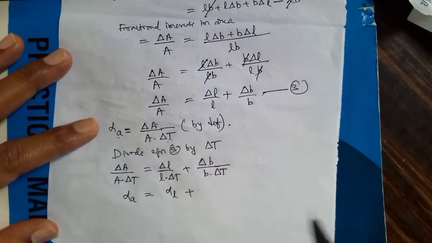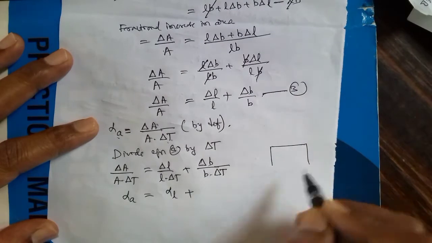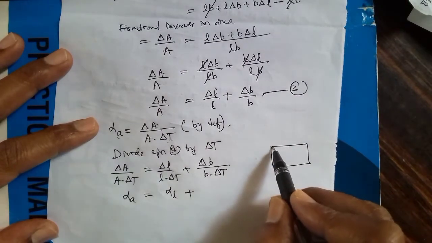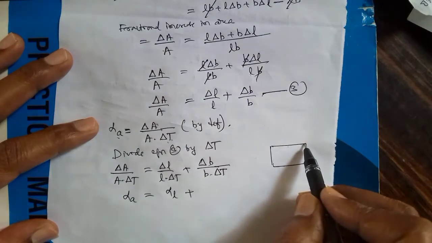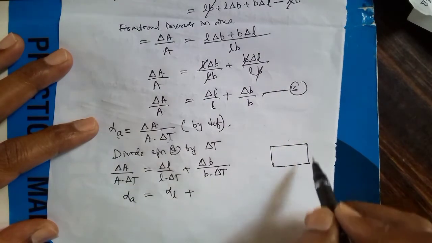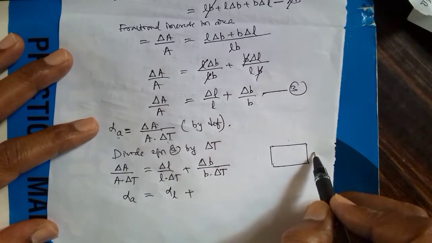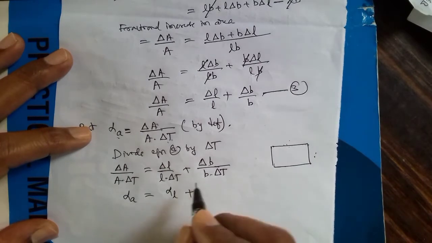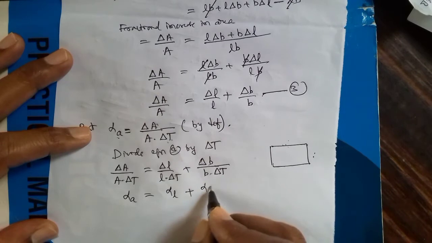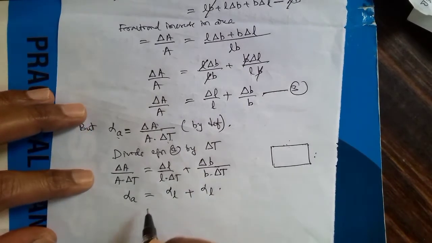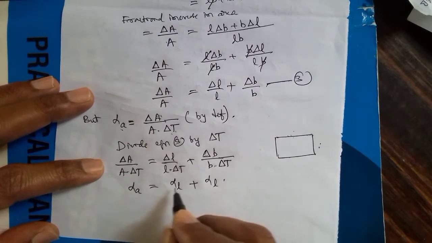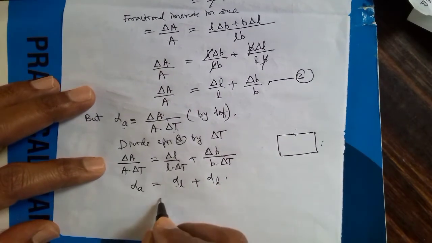See, when you take a rectangle, which has more value, that is called length, which has less value, that is called breadth. That's all. But both stand for linear expansion only. Therefore, here also we write alpha L, so that we get alpha L plus alpha L, 2 alpha L.